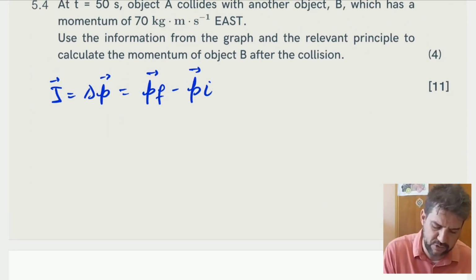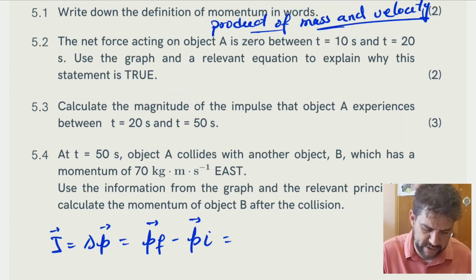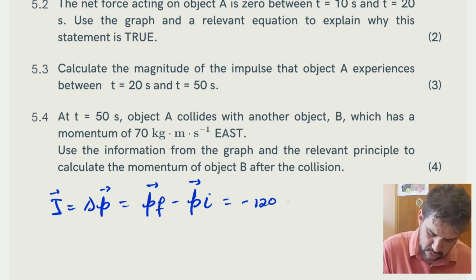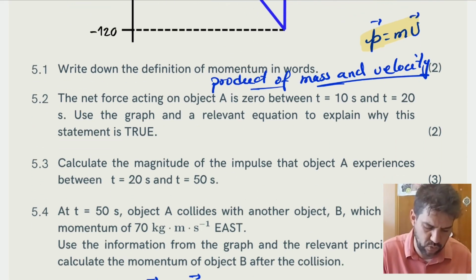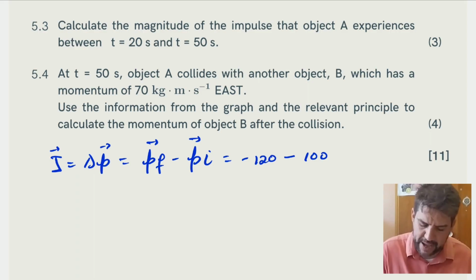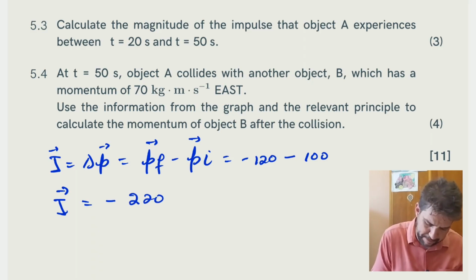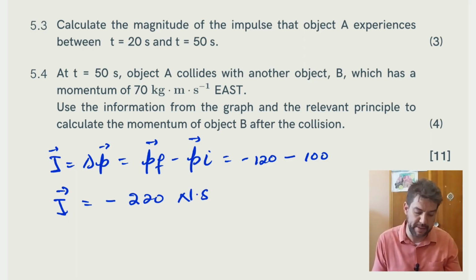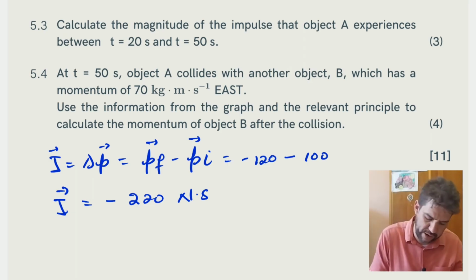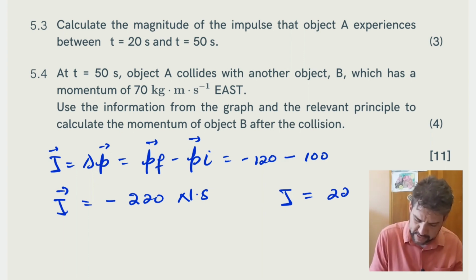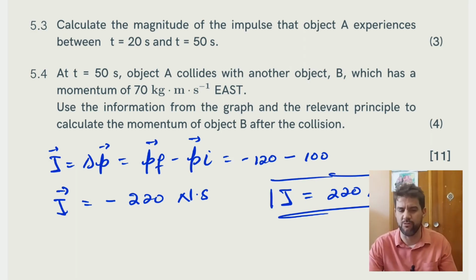So this is equal to final momentum, we substitute minus 120, minus initial momentum, which is 100, minus 100. So minus 120 minus 100, the impulse is going to be equal to minus 220 newton seconds. That is the unit for impulse. They say calculate the magnitude of the impulse, so the final answer for impulse is going to be 220 newton seconds. Quite simple, really easy. This one is almost like a short.